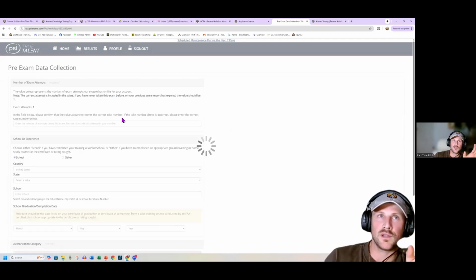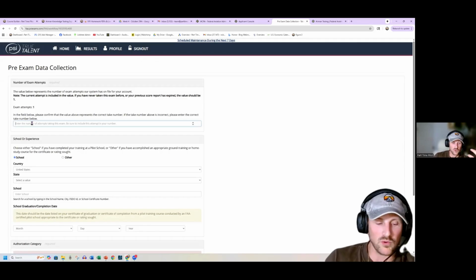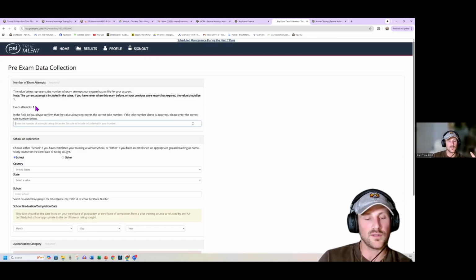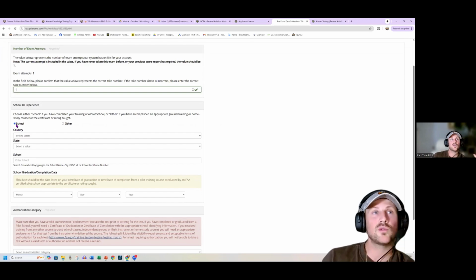All right, so all of this is really confusing, but this first one makes you enter the number of exam attempts. Obviously we haven't taken it yet, but if you've already taken it once, then you would say two, because it includes the time you're about to take. Since we haven't taken it, we've got to put one. And then it says school or other.